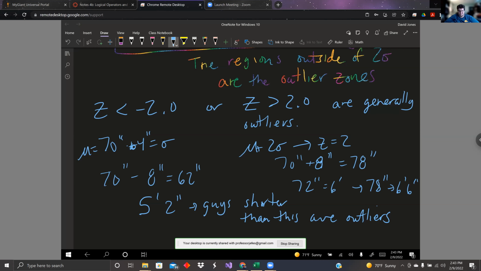The number of guys that I can count on my hand as well, I can think of 3 right now that are shorter than 5'2", which is kind of interesting. 62 inches is our cutoff for outliers for men. Brooke was 59 inches and not an outlier for women. So that's some fun ways to look at it.